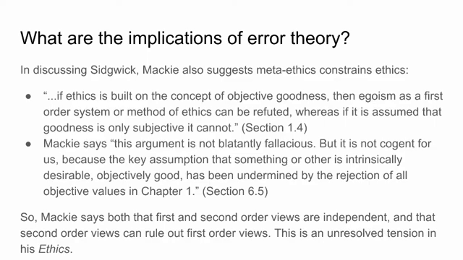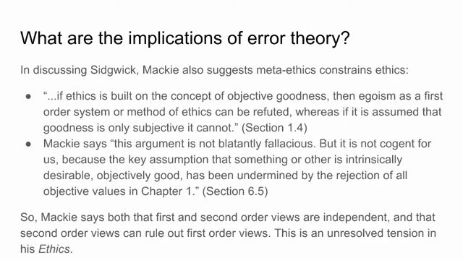I mean, Mackie goes further, though, when he incorporates his own arguments as undermining certain first-order moral arguments, specifically this thing that Sidgwick talks about. Mackie says this argument above, here in the first quote, is not blatantly fallacious, which is quite the compliment, but that it's not cogent within the context of his book, because the key assumption that something or other is intrinsically desirable or objectively good has been undermined by the rejection of all objective values in Chapter 1. So here he's saying that the rejection of objective values does have first-order implications. In fact, it rules out this argument that Sidgwick tries to make in first-order ethics against first-order egoism.